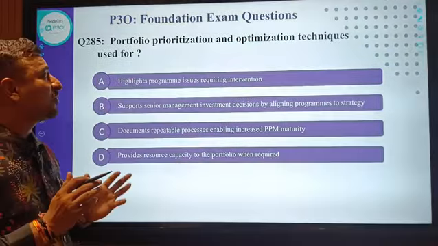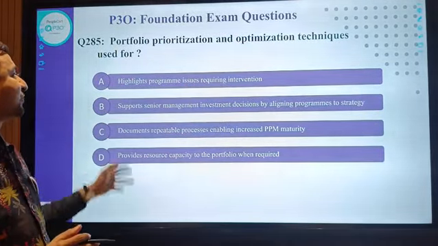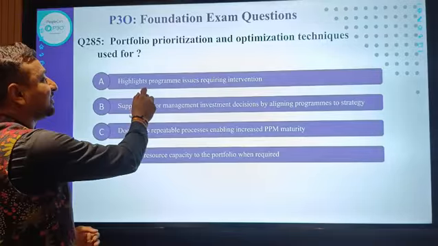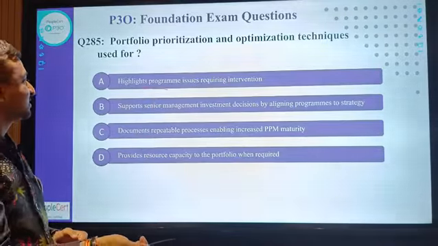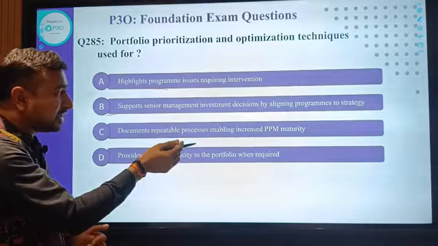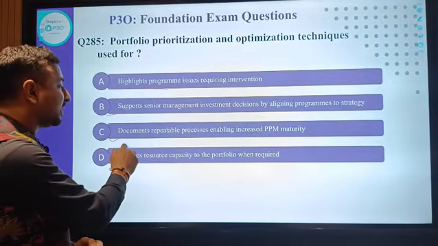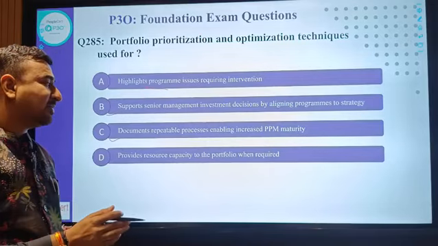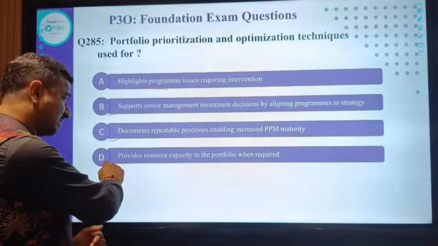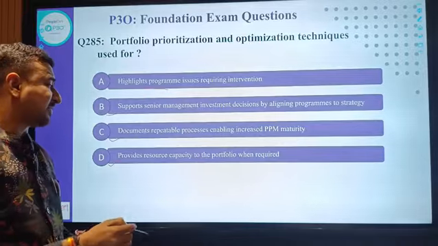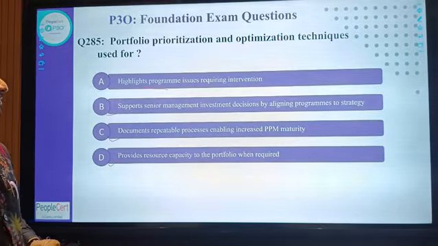285. Portfolio prioritization and optimization technique used for what? Option A, highlight program issues required for intervention. Option B, support senior management investment decision by aligning program to strategy. Option C, document repeatable process enabling increased PPM maturity. Option D, provide resource capacity to the portfolio when required.